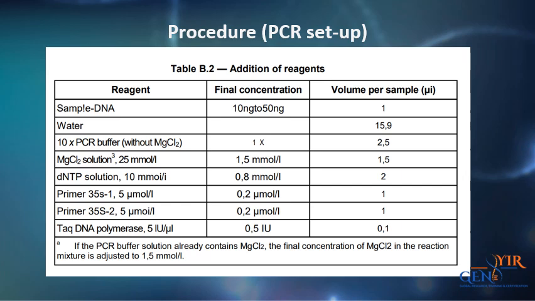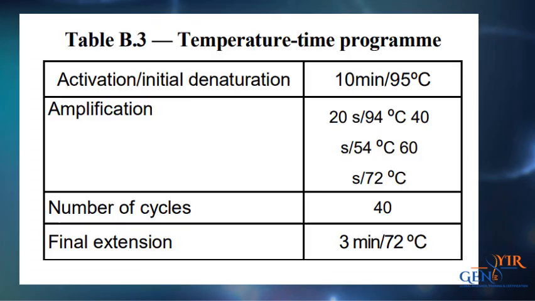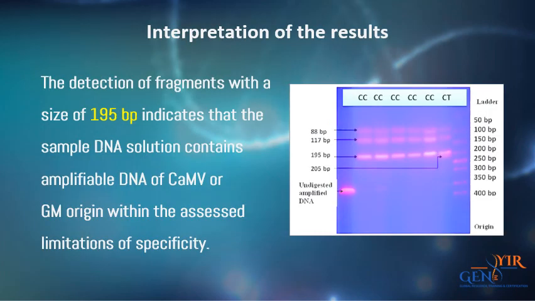Set up the PCR as follows. Mix the PCR reagent mixture, centrifuge briefly and pipette 24 microliter into each reaction vial. Add 1 microliter of each sample DNA or positive DNA target control or blank or other controls, mix and centrifuge briefly. The temperature time program as outlined in table was used in the validation study.